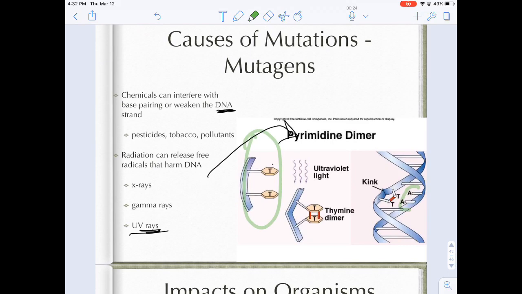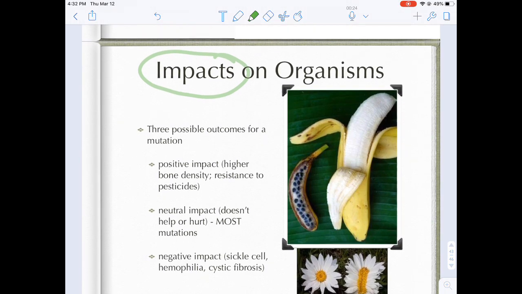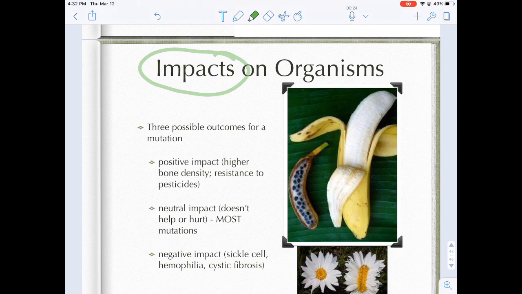Okay, so we've now talked about types of mutations. We've talked about causes of mutations. So lastly, we'll look at how mutations can impact an organism. So the first thing to understand is that not all mutations are bad. Mutations are the things that are giving variety to a species. So really, red hair, blue eyes, all of those things at some point in human history were mutations.